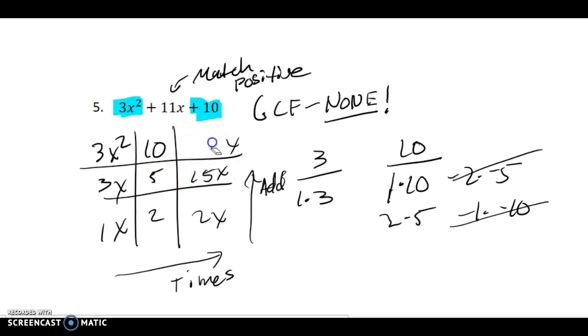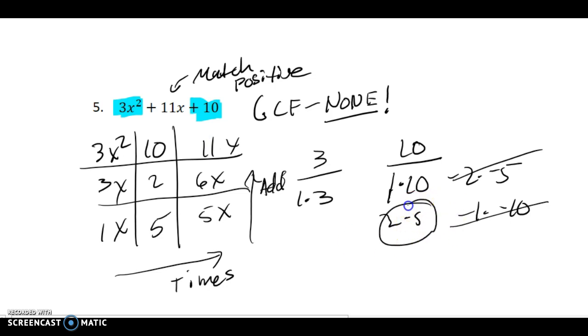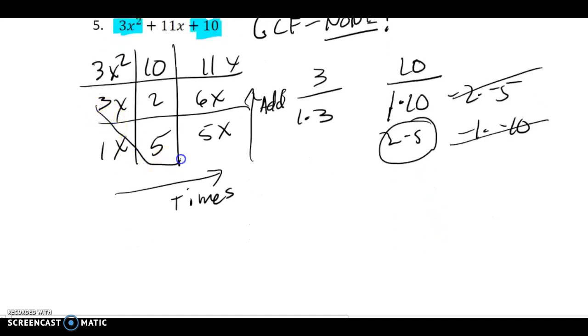Be careful. Don't just write this one off, because we can switch places. So sometimes you have to do that. So it's kind of guess and check a little bit. So 3 times 2 is 6. 5 times 1 is 5x, and we add up, we get 11. So notice when we switch places, it worked. So don't just count one off right away if you can switch places. So the answers are 3x plus 5 and x plus 2.